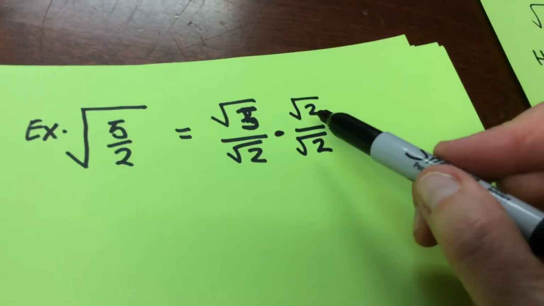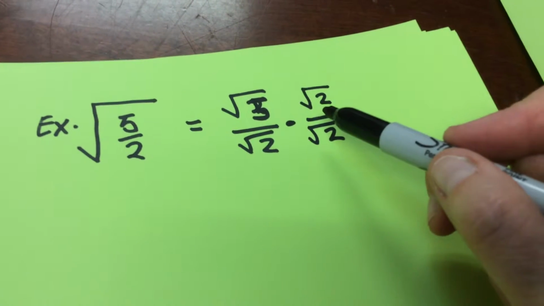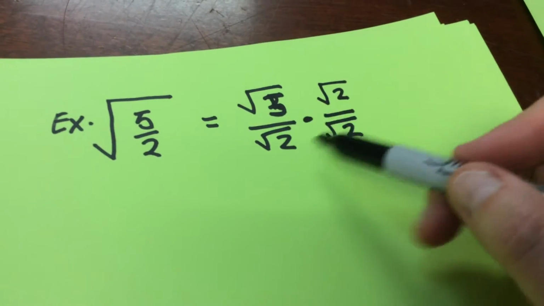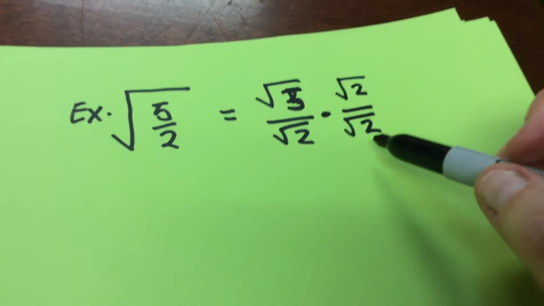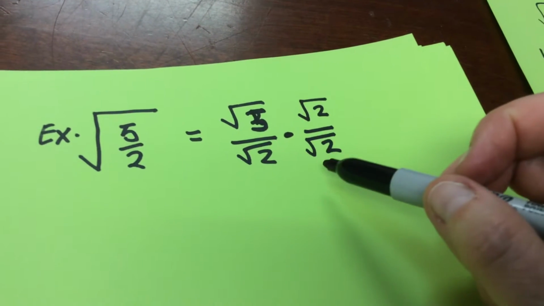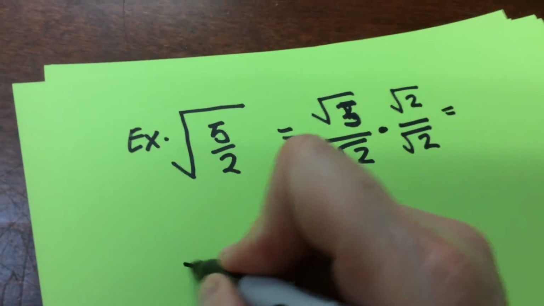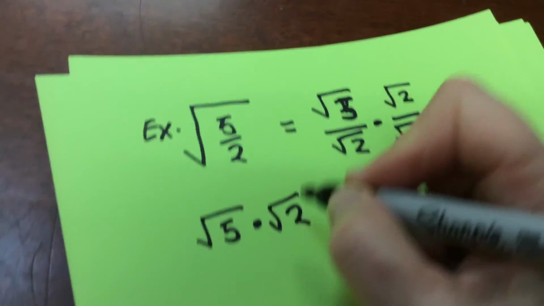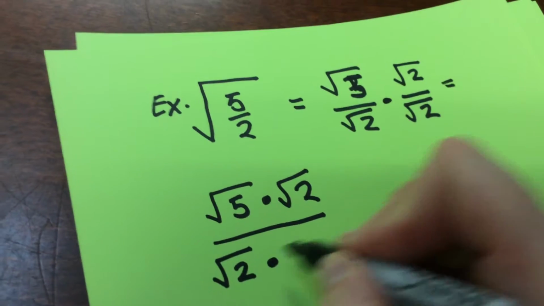Now the square root of 2 divided by the square root of 2 is equal to 1. So since this equals 1 and we're multiplying something by 1, the multiplicative identity tells me, hey, I don't change what this value is. So this is a legal math move. So now what this looks like is the square root of 5 times the square root of 2 divided by the square root of 2 times the square root of 2.